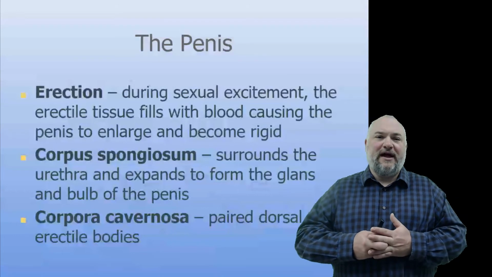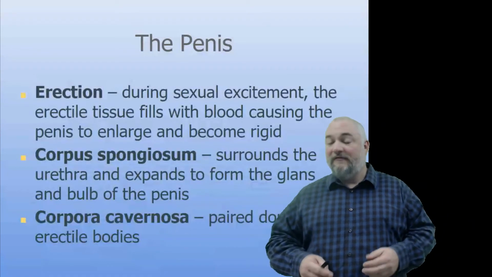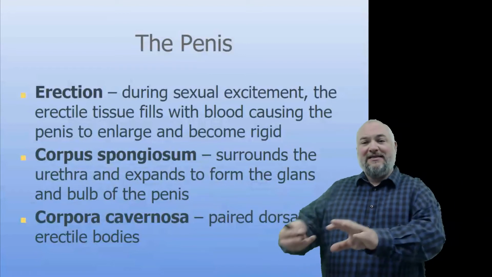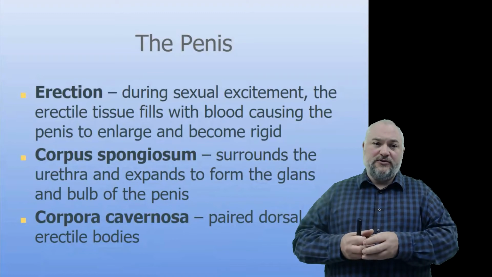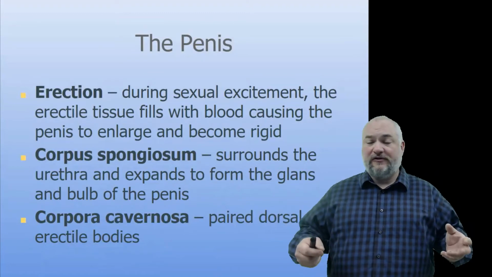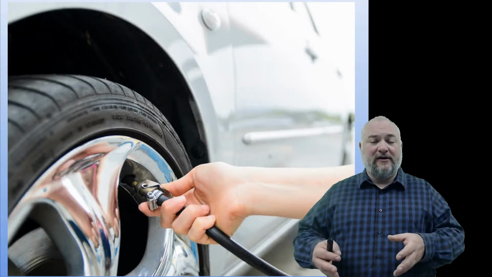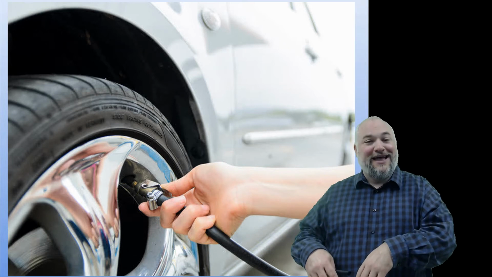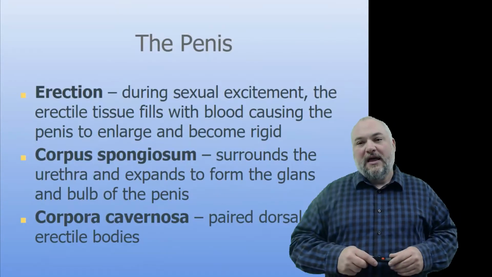All right, so what is an erection? During sexual excitement, the erectile tissue fills with blood. More blood goes in than comes out. We restrict the outflow of blood from the penis, and that causes the penis to swell and fill with blood. And under pressure, just like you would fill up a car tire with pressure. If you don't have enough pressure or air in the tire, it's floppy. And if you have enough pressure, it can be nice and firm and take your car down the road.